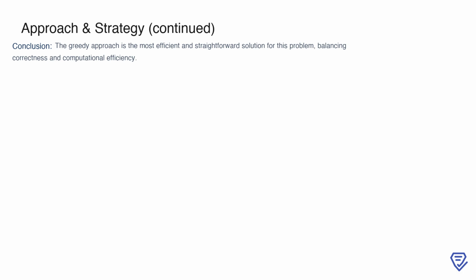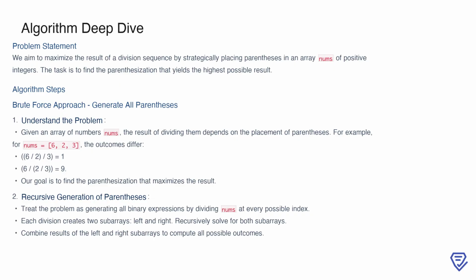To tackle this problem, our goal is to maximize the result of dividing a sequence of numbers by carefully placing parentheses. The placement of these parentheses determines the order of operations, and as a result, the final value changes. For instance, in the array 6, 2, 3, dividing as 6/2/3 gives 1, but dividing as 6 divided by (2 divided by 3) yields 9.